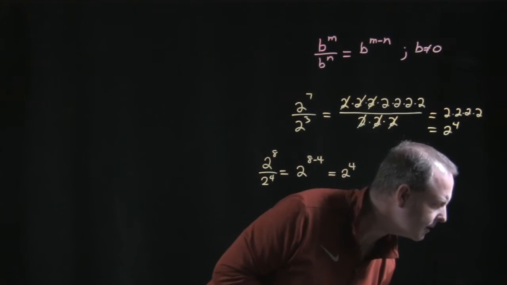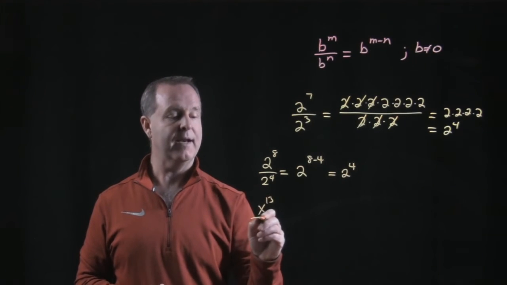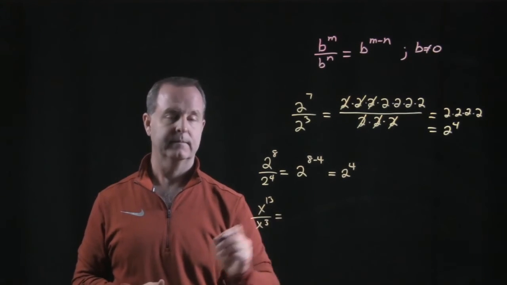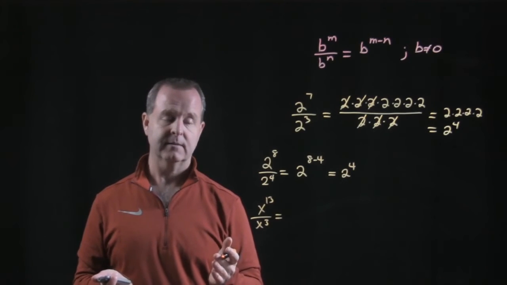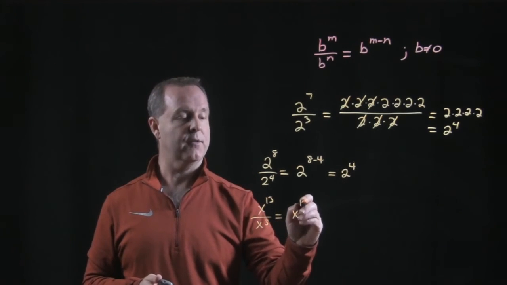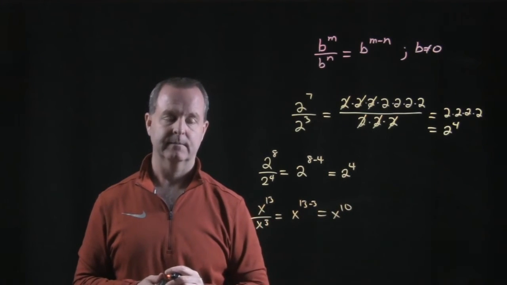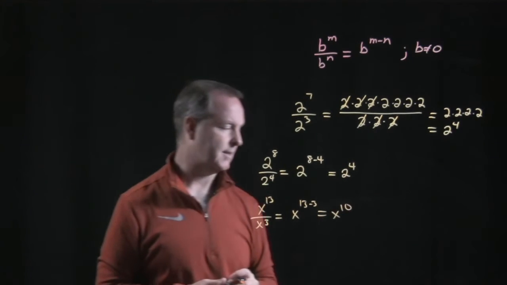x to the 13th divided by x to the 3rd. How do we think about that? We're kind of factoring out, well, let's write it this way. x to the 13th minus 3 equals x to the 10th. Kind of factoring out x times x times x.